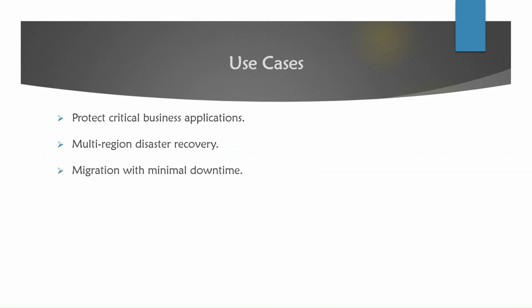Migration with minimal downtime. It simplifies the application migration to AWS by leveraging AWS disaster recovery service for continuous data replication. So this ensures minimal disruption to operation during the migration process. Testing disaster recovery plans: regularly test and validate disaster recovery strategy without impacting production systems. AWS disaster recovery services allow you to perform non-disruptive drills to assess recovery readiness effectively. So, these are the use cases of the AWS disaster recovery services.